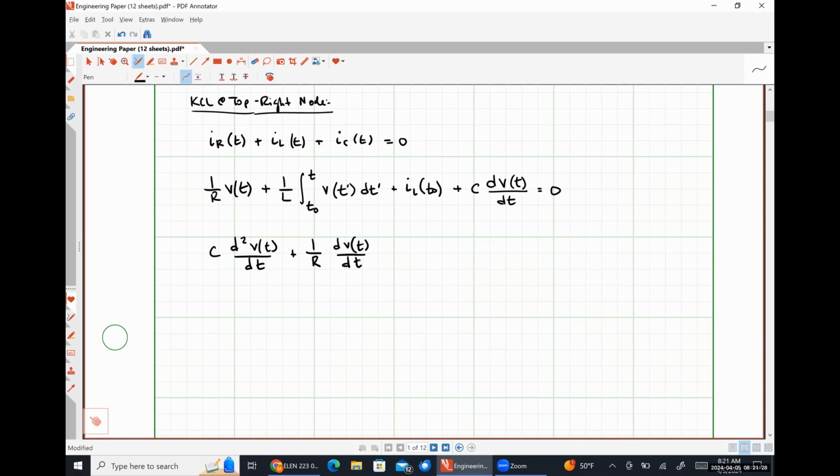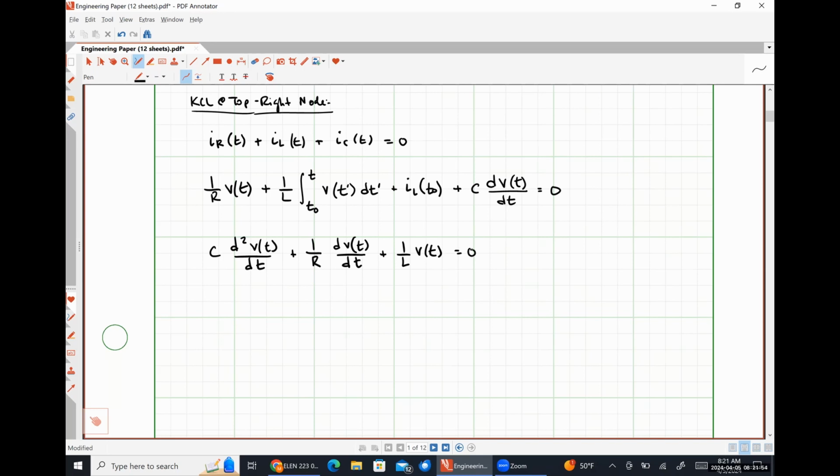Now I'm going to take the derivative of the integral term, which means it's just going to effectively cancel out, and we're going to have a factor of 1 over L times V of t. And now I'm going to take the derivative of my initial condition, which is a constant. So the derivative of that term is going to go to 0.